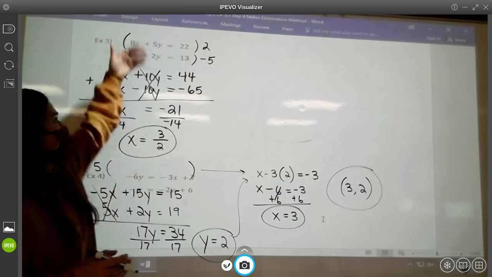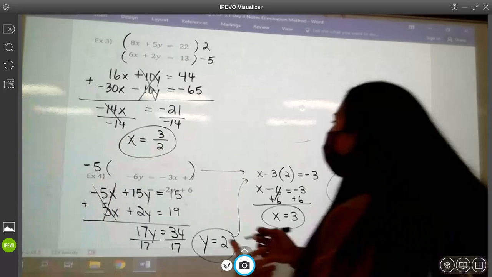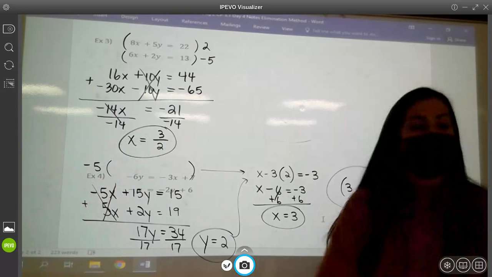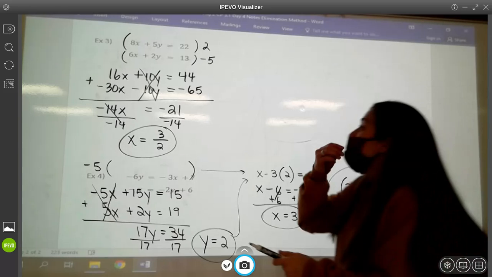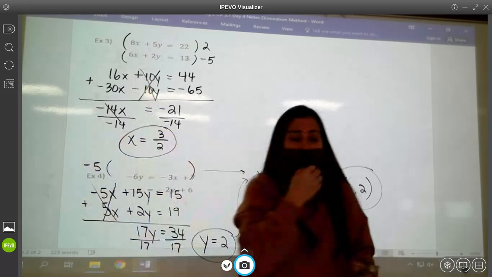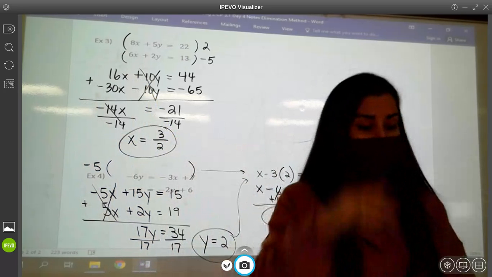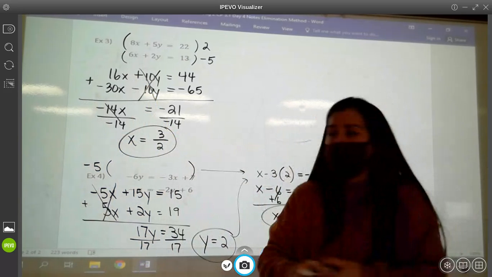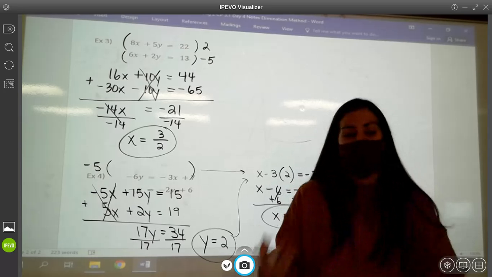So now you can either plug it back in and solve for y, or if you're like, I ain't plugging a fraction back in, I don't want to deal with that, then start the whole problem over, but get your 24 and your negative 24, and you could eliminate x this time. And then you never have to plug back in. I don't mind plugging back in, so I'm going to plug back in.